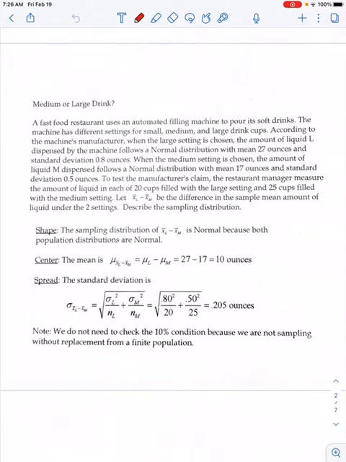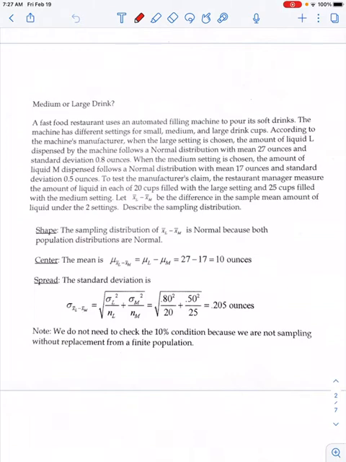The center, mean, of the sampling distribution. So mu of x bar sub L minus x bar sub M. So the mean of the sampling distribution is the difference of the mean of the population. So mu sub L minus mu sub M, which is 27 minus 17, which is 10 ounces. And make sure you use units of measurement because these are means.